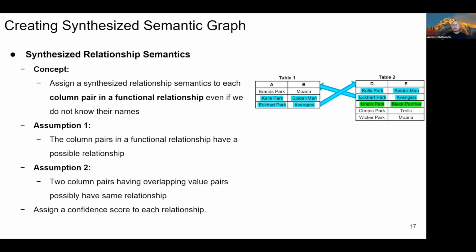We follow a similar concept while assigning the synthesized relationship semantics and assume that the column pairs in a functional relationship have a possible relationship, even if we do not know what the relationship is. Also, we assume that if two column pairs have overlapping value pairs, they possibly have the same relationship. Based on these assumptions, we assign synthesized relationship semantics and assign a confidence score to each relationship.